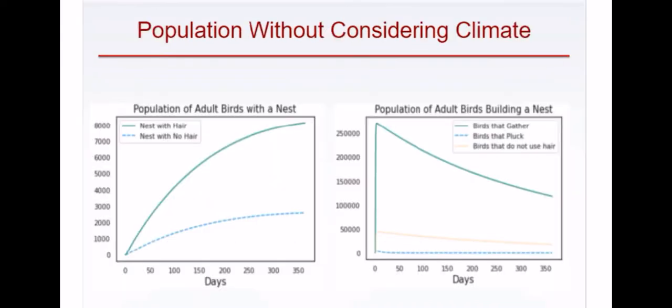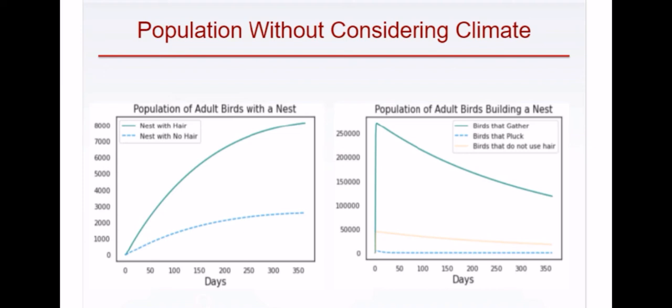These graphs show the population growth in 1 year for birds of genus Hair-Plucking. As you can see, we broke down the population by birds with hair in the nest and birds without. The graph on the right breaks the population of birds with hair in the nest into 2 categories, birds that gather and birds that pluck.